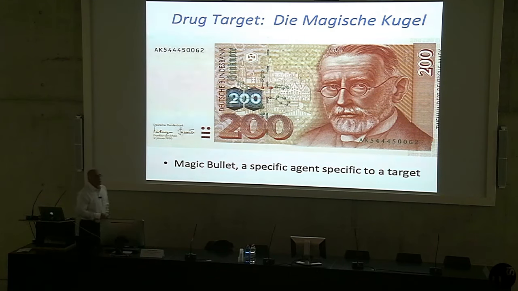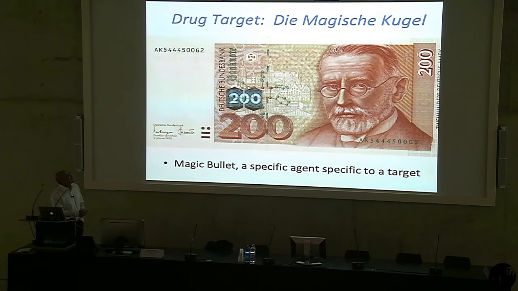Right, now let's talk about drugs and targets. And we would like to start from this gentleman. Who is that gentleman? What's the name? It's on the money. Is he the head of Deutsche Bank? No. His name is Paul Ehrlich. And he introduced this. I don't know, that's not a euro, right? Well, you don't remember this money. I still remember this money, yeah.